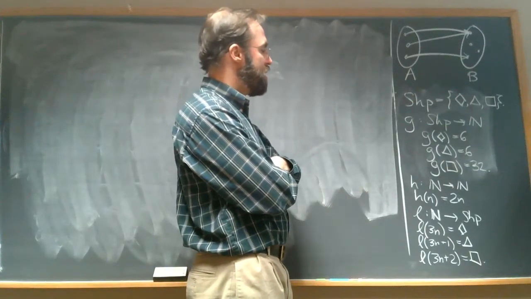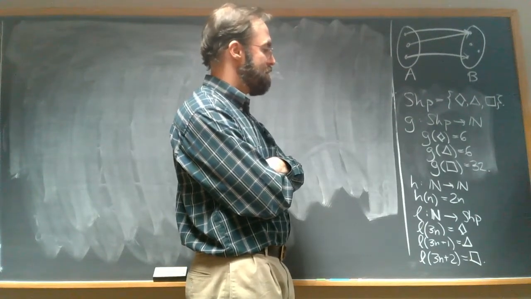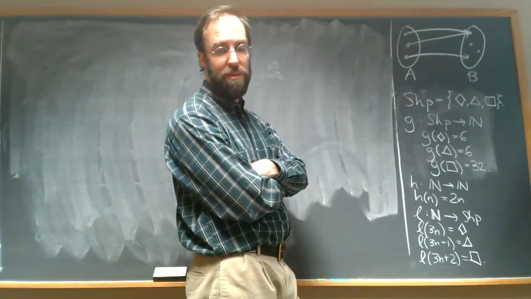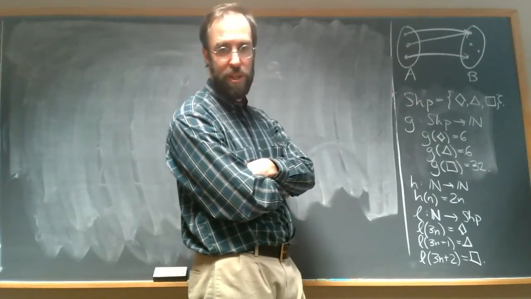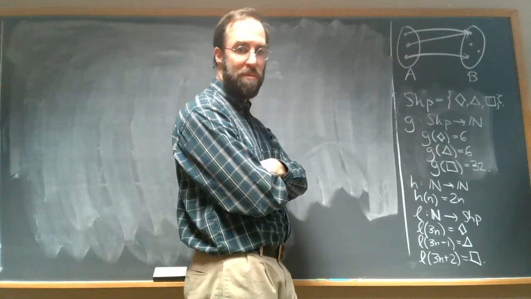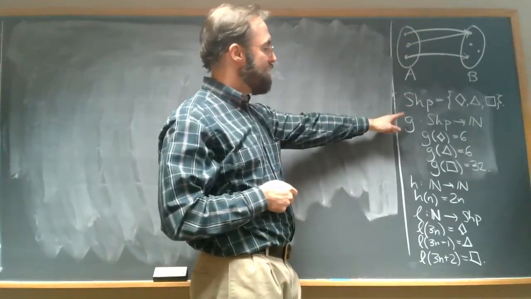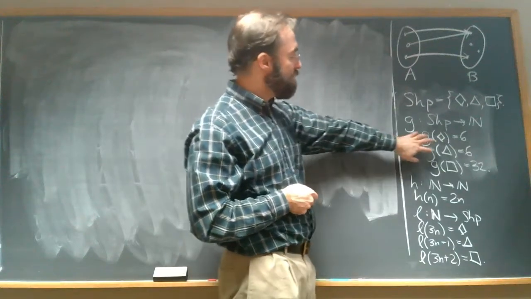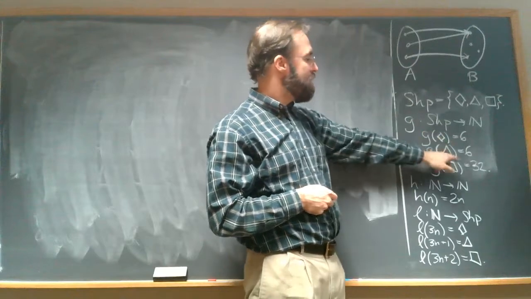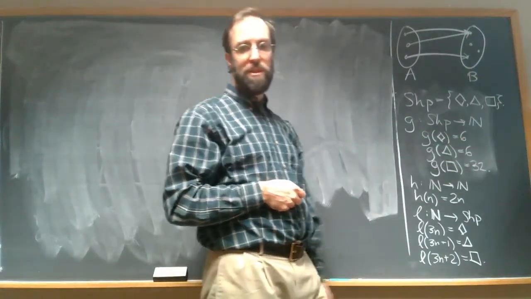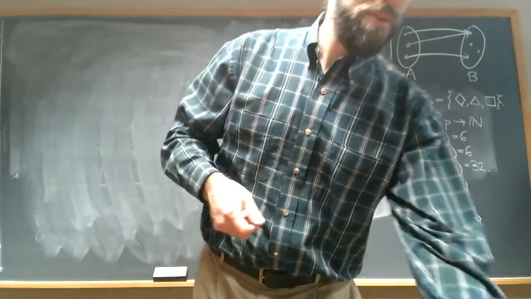So G is, right, and again, you might want to pause the video and decide for yourself which of these three functions, G, H, and L, are injective. See if you can apply the definition and figure that out. Okay, so G is not injective because there are two different elements of the domain, diamond and triangle, that the function sends both to the same place, to 6. So that is not injective.